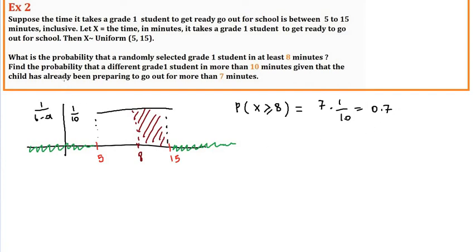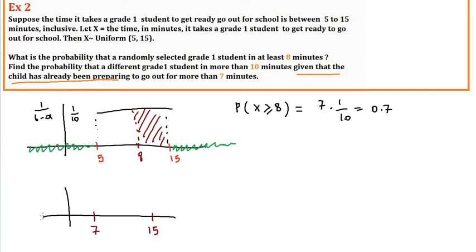Part B, we're going to find the probability that another student takes more than 10 minutes to get ready, given that that student has already been preparing to go out for more than 7 minutes. So we know that the second student takes at least 7 minutes to get ready, and we are going to have new parameters for the uniform distribution. Our new distribution will be supported from 7 to 15, because we know that it takes at least 7 minutes for him to get ready.